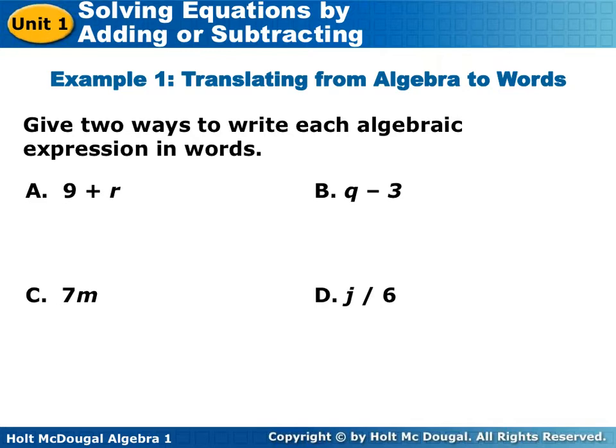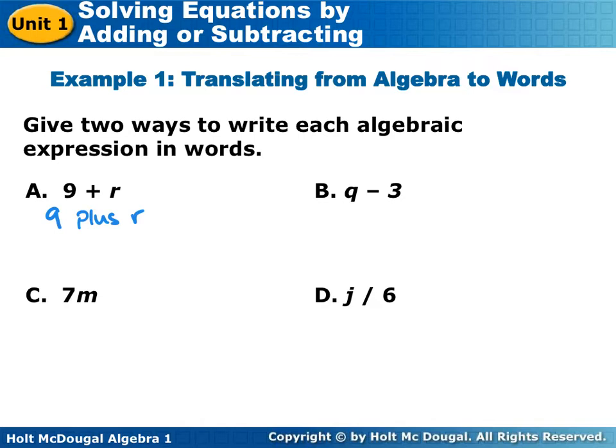All right, it's got example 1, and it says translating from algebra to words. So they want you to give 2 ways to write each algebraic expression in words. Okay? So if we look at letter A, it says 9 plus R. Okay? Well, one way you can write that is simply 9 plus R. Okay? Now, what I'm going to do is I'm going to give 1 for each type. Okay? And then I'm going to give y'all a few seconds to go through and try and come up with a second.